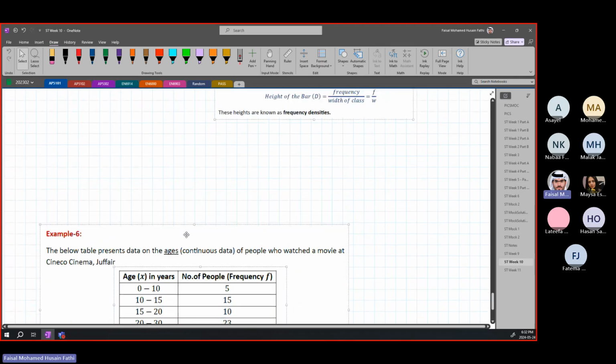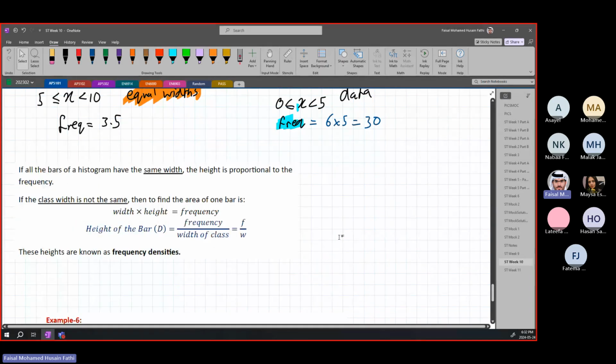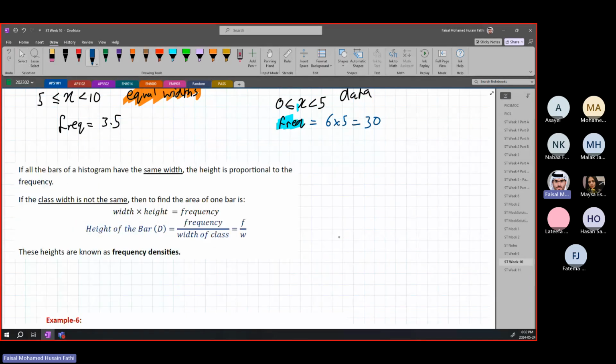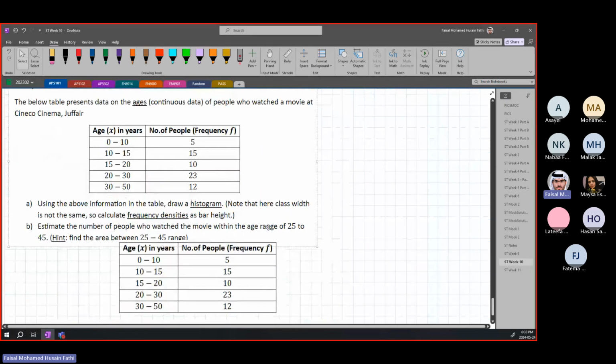So what do we mean by frequency density? Frequency density is simply the frequency divided by the width of the class. So the frequency that we have for that value divided by the width of the class, or class width, that we called earlier CW, this is going to be your frequency density, which is also the height in your histogram. All right, this is what your frequency density is. It's going to be clearer now when we solve this question.